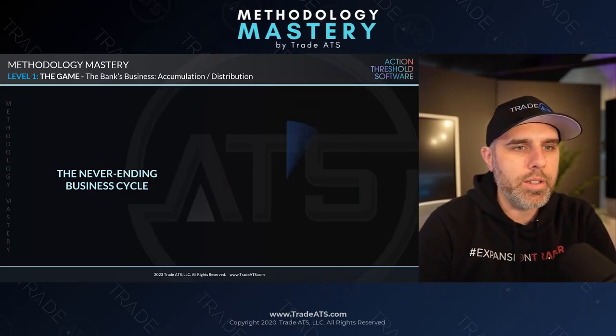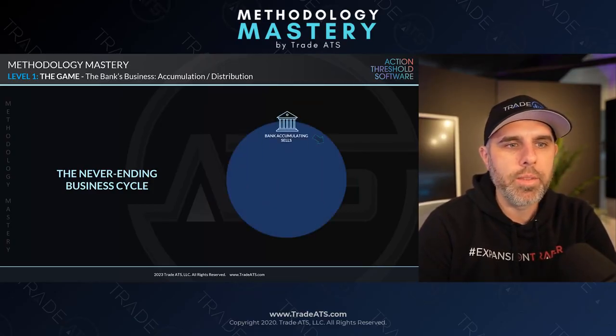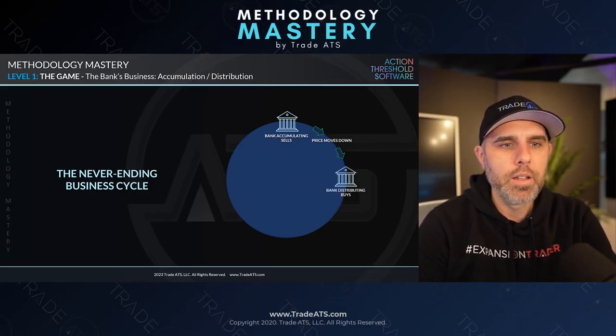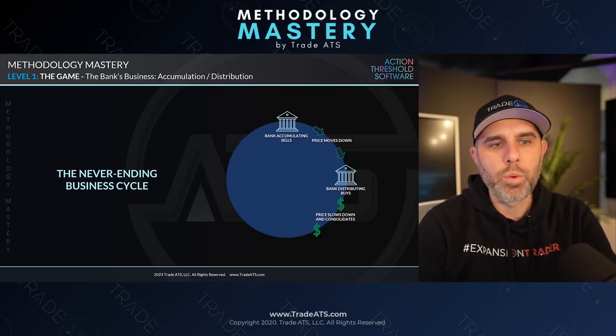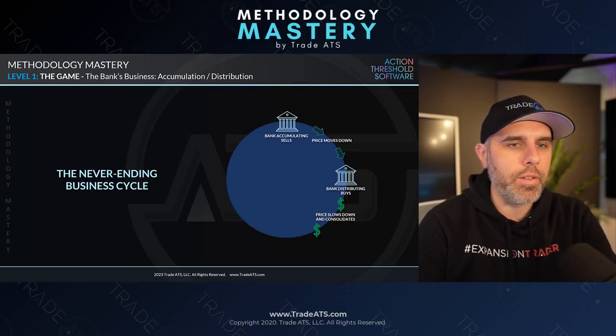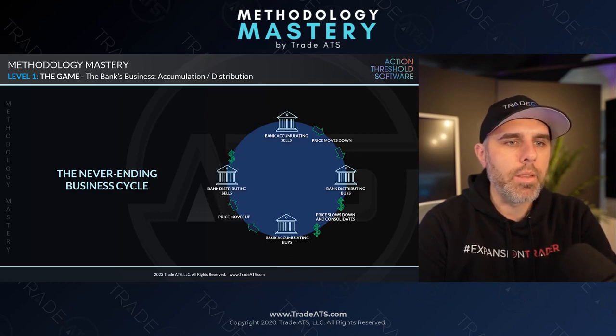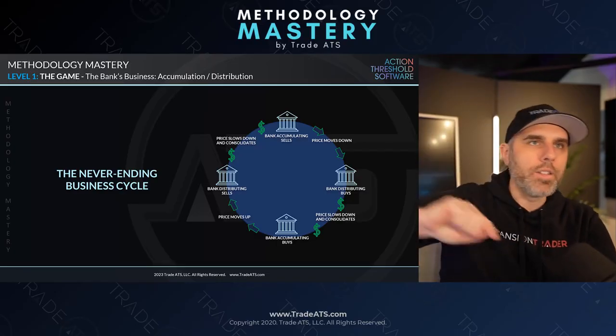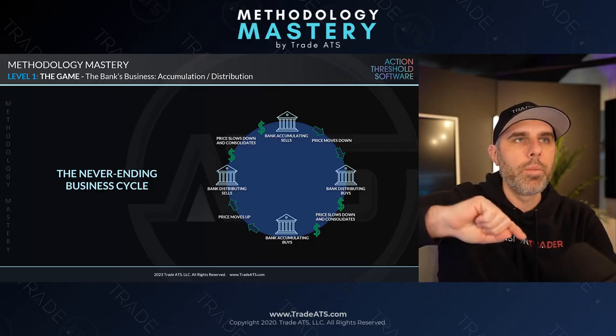So the never-ending business cycle of the banks, just to illustrate this further: banks are accumulating sells, price moves down, banks start distributing those as buy orders and start taking profits. Price will then go into a consolidation, starting the three market phases over. Banks start accumulating buys, price moves up. Then the banks start distributing those as sell orders and taking profit, and price goes back into consolidation. You could think of it as a constant, continual circle, market cycles.